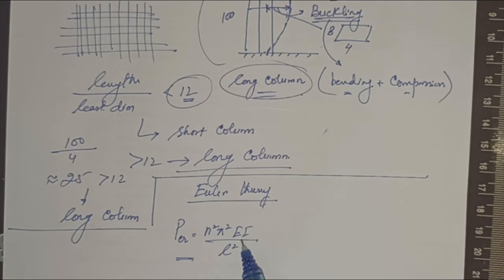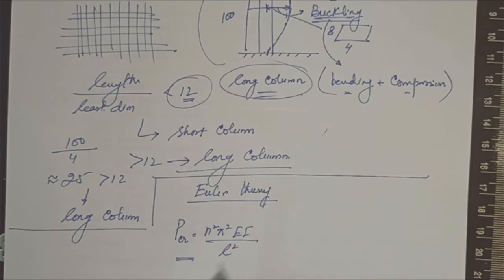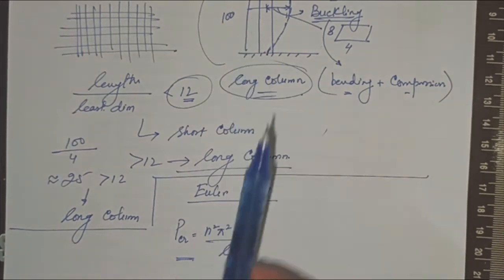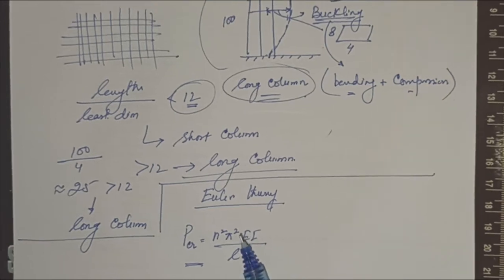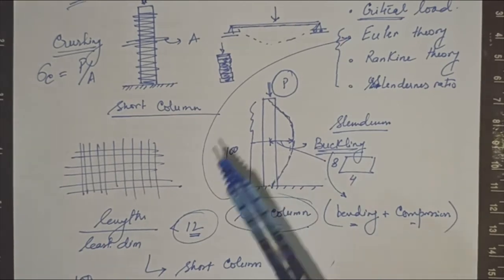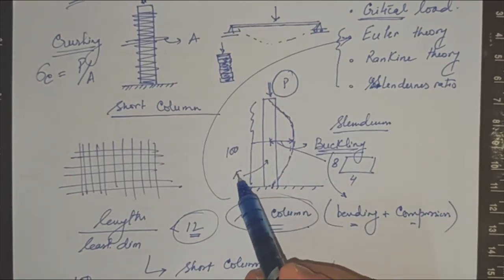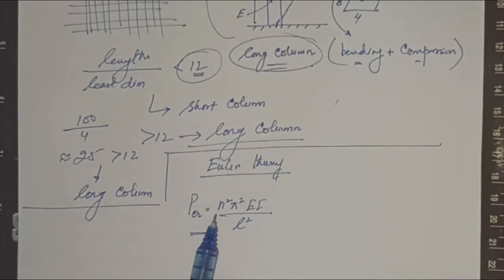This is the moment of inertia, and further you will see that in a plane there are two moments of inertia, along the x-x axis and along the y-y axis. We will consider the least moment of inertia for the crippling load, because the column is going to buckle about the least moment of inertia. Further, the modulus of elasticity is required. That means the material property E for this material is required to obtain the crippling load.